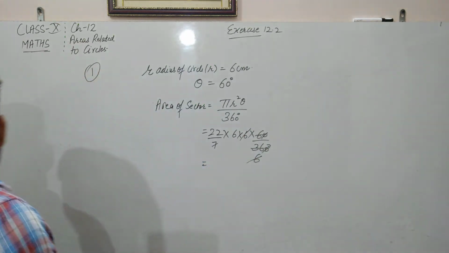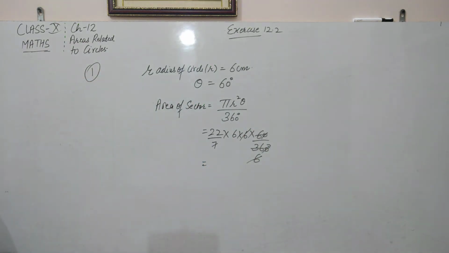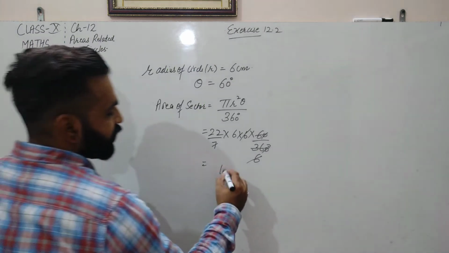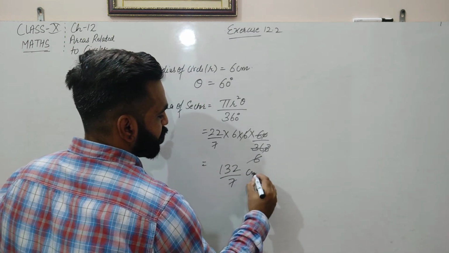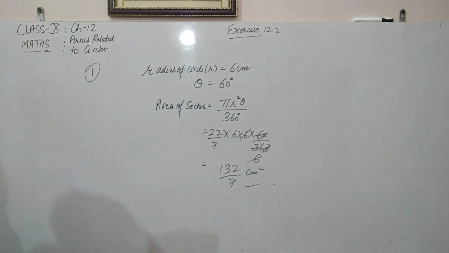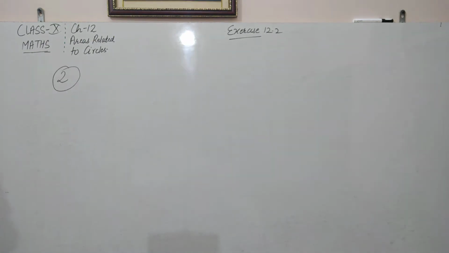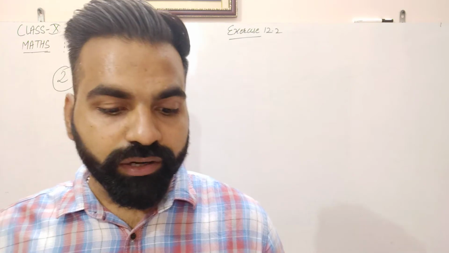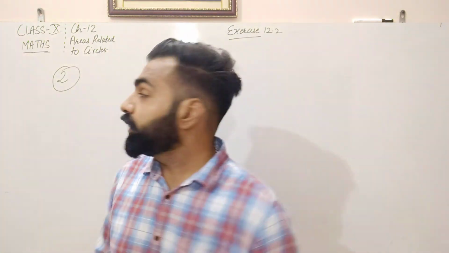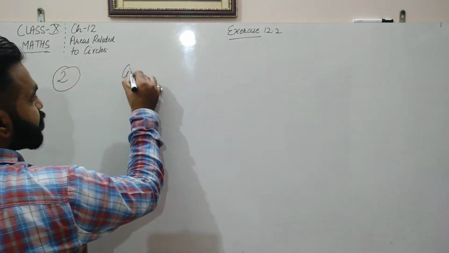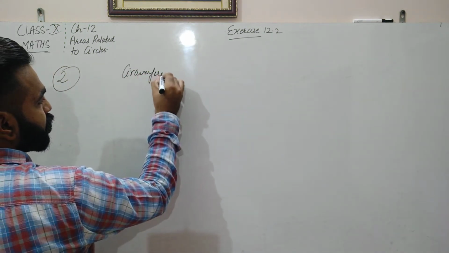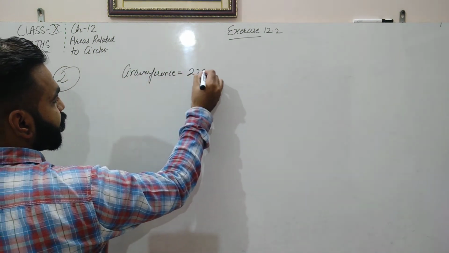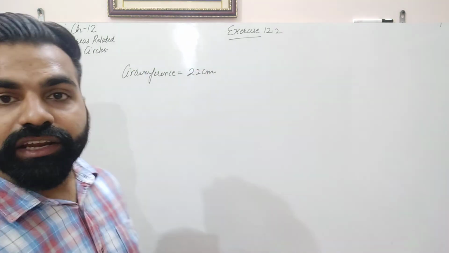So this will be equal to 132/7 centimeter square. So this is the area of the sector. Now question number 2. Find the area of the quadrant of a circle whose circumference is 22 centimeter. Circumference of circle is given. Circumference is equal to 22 centimeter. We have to find the area of the quadrant.